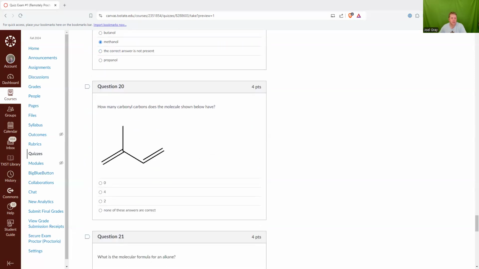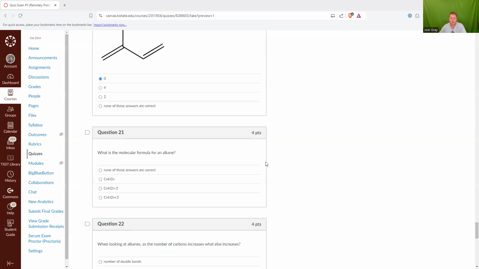Question number 20. How many carbonyl carbons does the molecule shown below have? Now, a carbonyl carbon is a carbon with a double bond and an oxygen. Here we have, well, we've got double bonds, but is there an oxygen there? There isn't. So there are actually 0 carbonyl carbons in this molecule. There's double bonded carbons, but there are no carbonyl carbons.